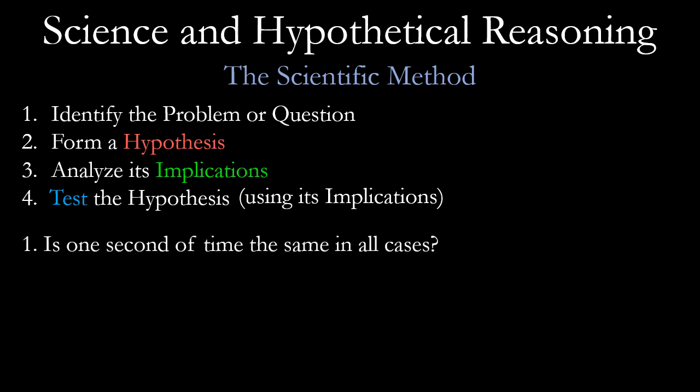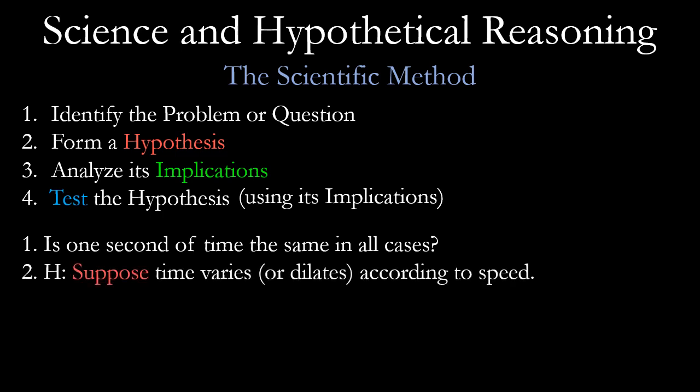Here's an example of the scientific method. We might ask, is one second of time the same in all cases? This is something that people had been wondering a little bit more than a century ago, whether there is anything like time dilation. Is time uniform across the entire universe, or does time vary? So we might form a hypothesis. Suppose time varies or dilates according to speed. Those of you who are familiar with Einstein's theory of relativity will recognize this hypothesis.